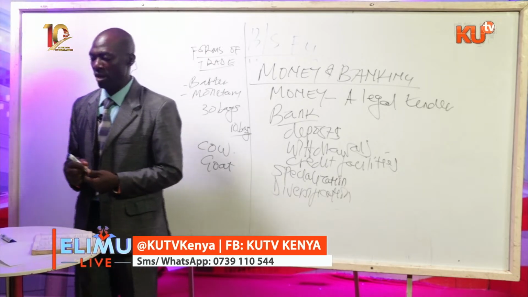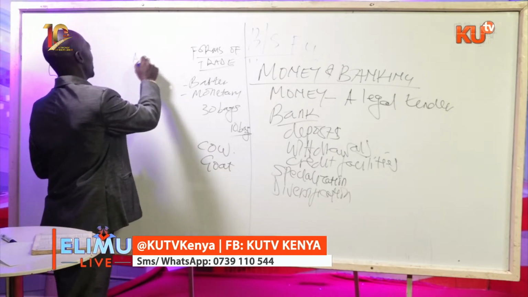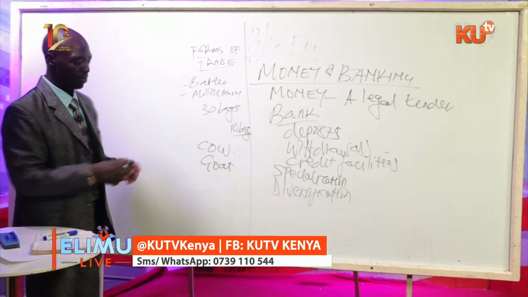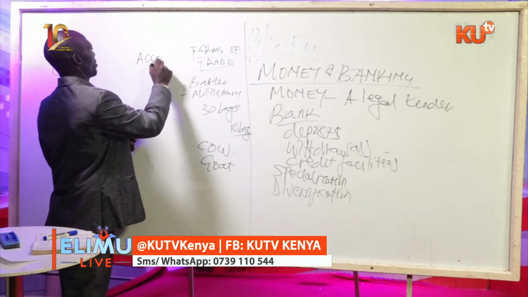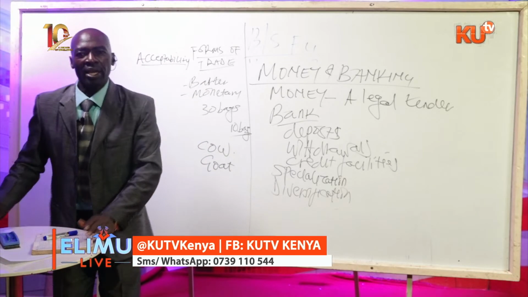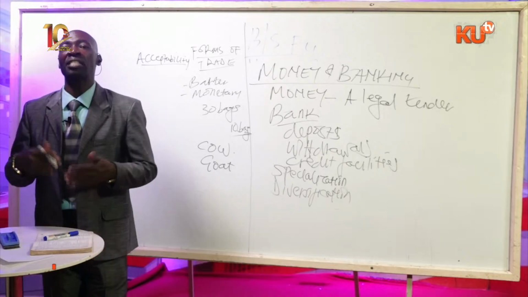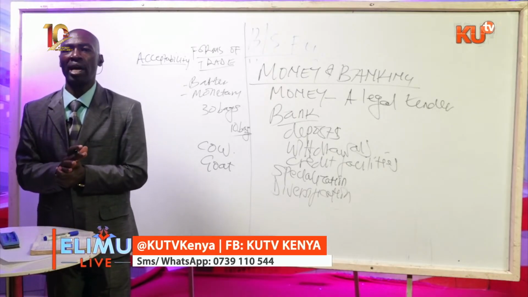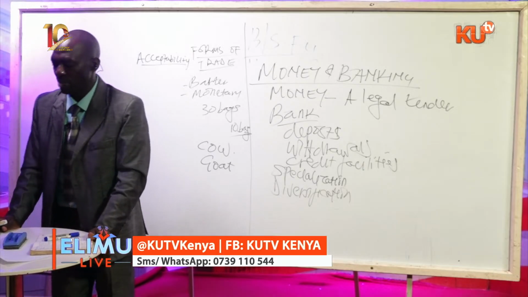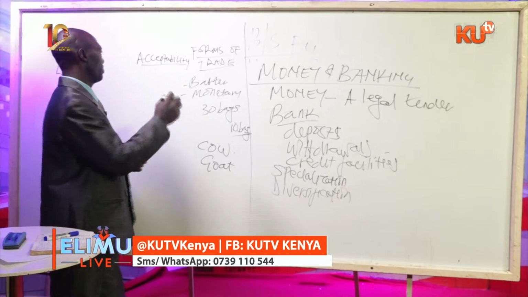Characteristic number one: money has the characteristic of acceptability. Money is anything that is generally acceptable. So money must be generally acceptable by everybody to be used as a medium of exchange. Then divisibility.